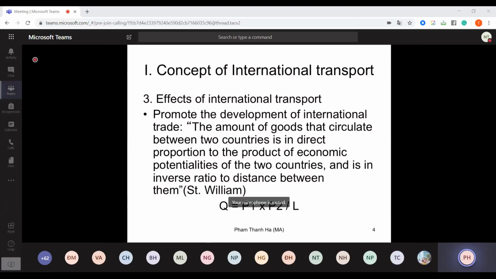Any other concept that you can check from Google? I just found the definition of economic potential, but not potentialities. I don't know if they are different, but I think they are the same. Economic potential is the total capacity of a nation to produce goods. Okay, that's a good concept. So total economic capacity. What can you analyze?